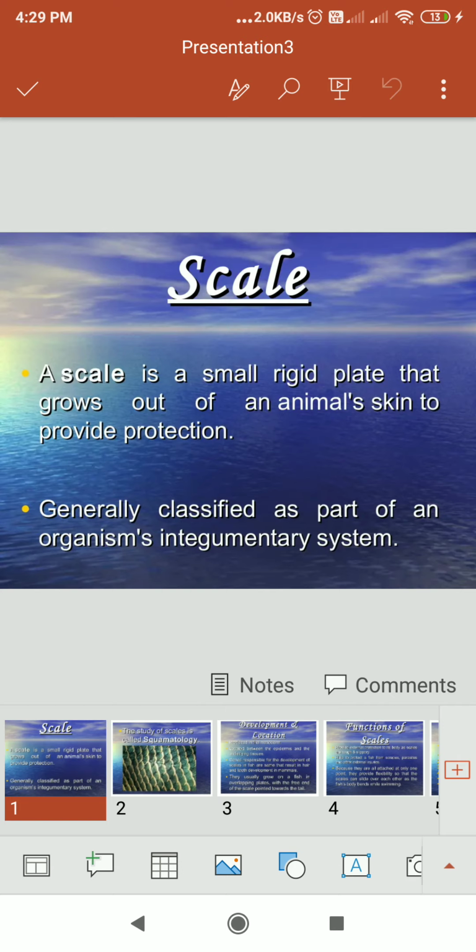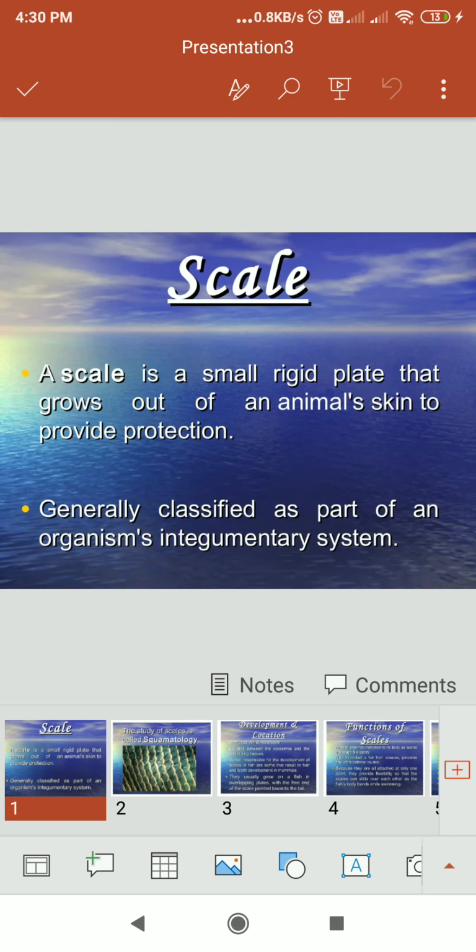Students, today we are going to see the next topic, that is scales. There are mainly these scales which are found specifically in the group of Pisces. If you are going to see the study of this type of scales, mainly the placoid scale, cycloid scale and ctenoid scales, which are commonly found in economically important and edible species of fishes. These three types of scales are present on these common fishes.